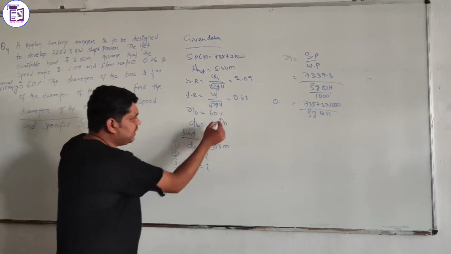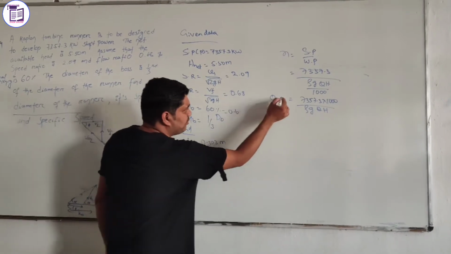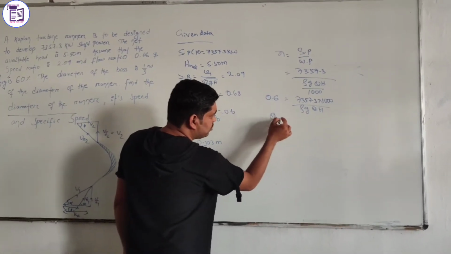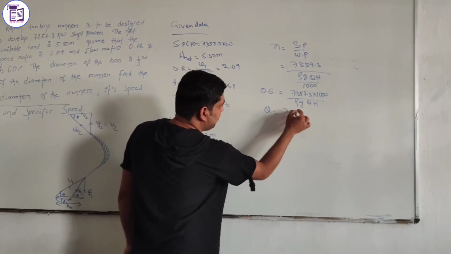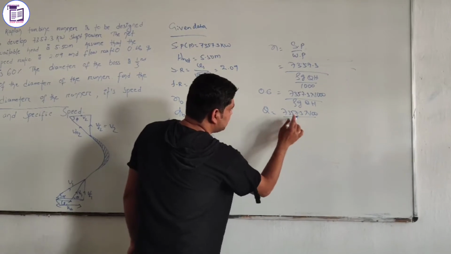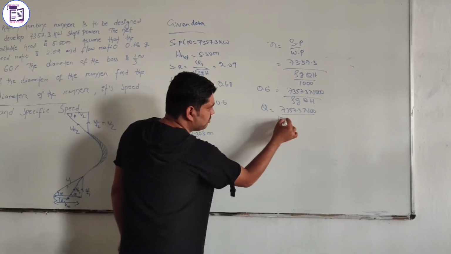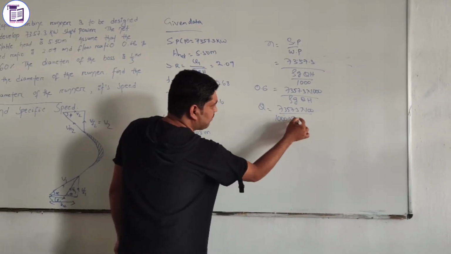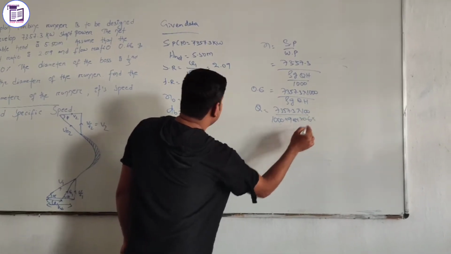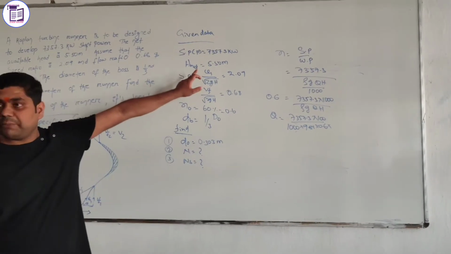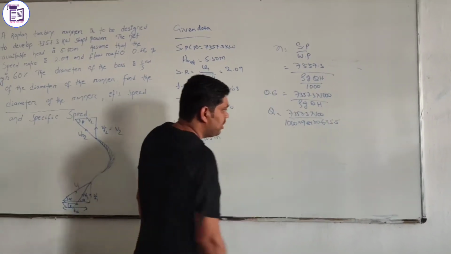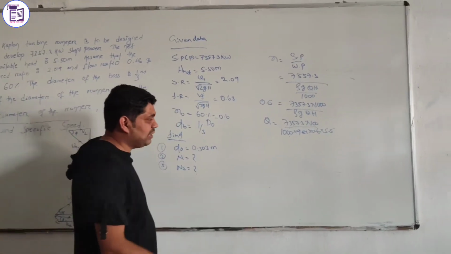60%, that is, you can also write 0.6. Now put the value 0.6 here. Now we find Q, so cross multiply. Q here is 7357.3 into 1000 by rho g. Rho is the density of water, that is 1000, and gravitational acceleration is 9.81, and Q is there, so you can write 0.6 here, and head is given, head is 5.5. Now using this, you can find the value of Q.